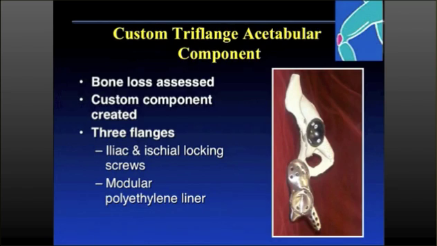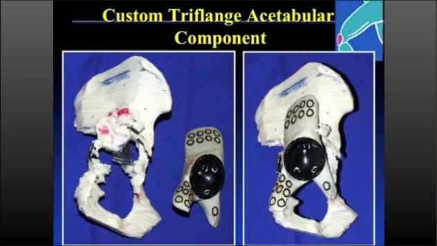Here with these models, you can assess the bone loss. You can create the custom component, and typically we design these with 3 flanges. Lately, they've been adding locking screws, which allow us to achieve excellent fixation both in the ilium as well as the ischium. And there are modular polyethylene liners that can be inserted. Here's a picture of a custom triflange cup.